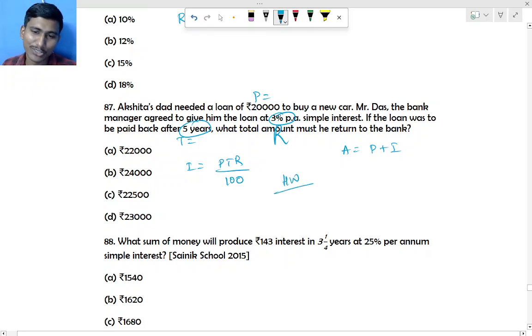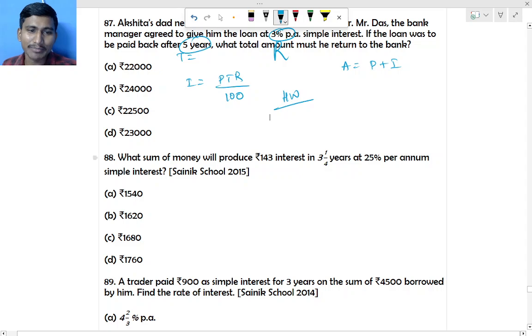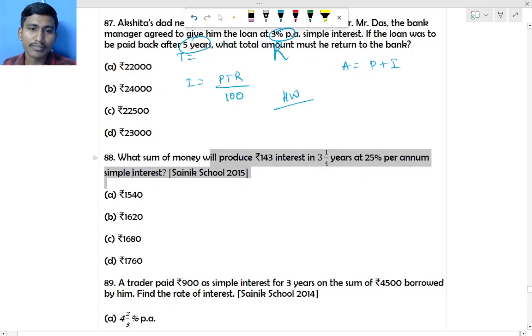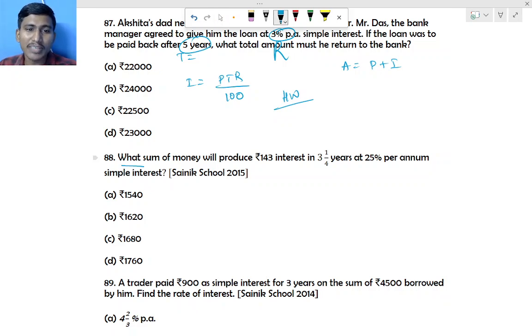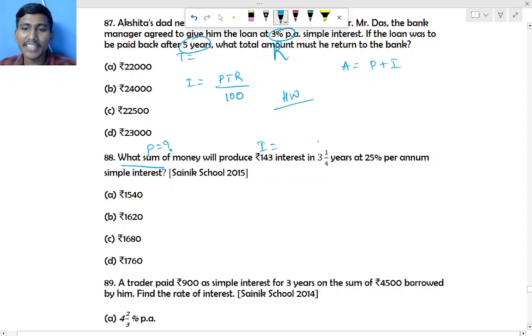Yes, easy questions. 88. The sum of money will produce 143 interest in 3 and 1 by 4 years at 24% per annum. What sum of money? Principal we have to find. Interest is given. Time is given as 3 1 by 4, which you have to convert to 13 by 4 years. Rate of interest is given.